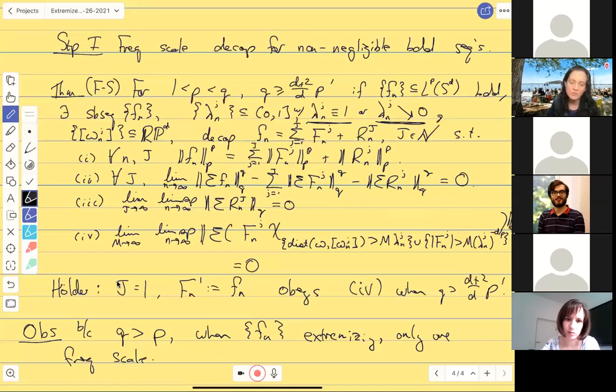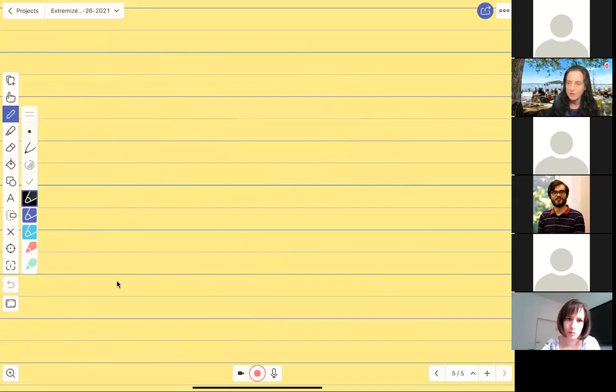So the proof of this is elementary in the case that q is larger than (d+2)/d · p'. I'm going to give you an idea of what goes into the proof when p and q are on the scaling line.